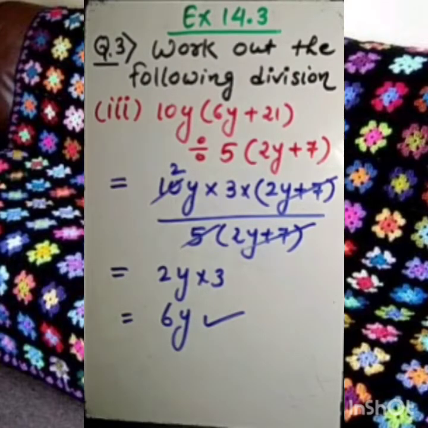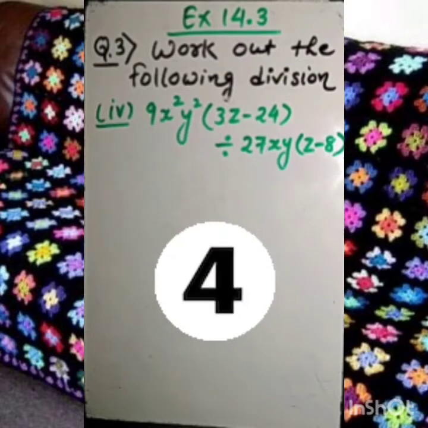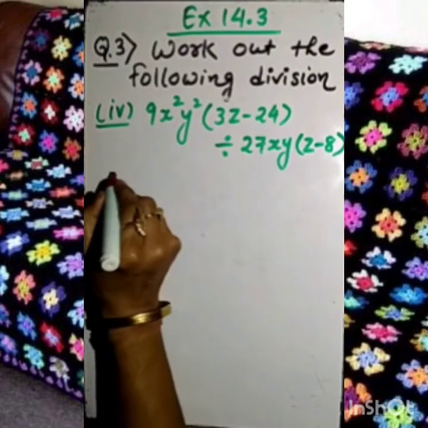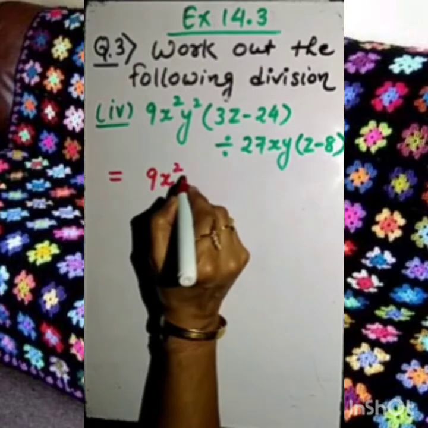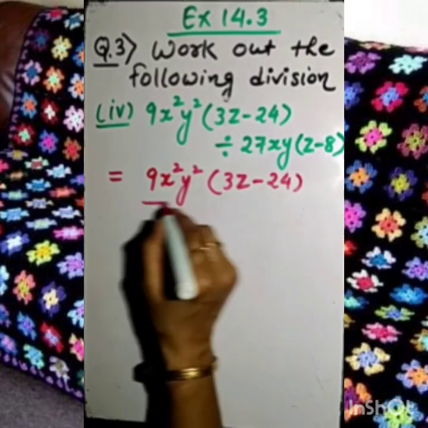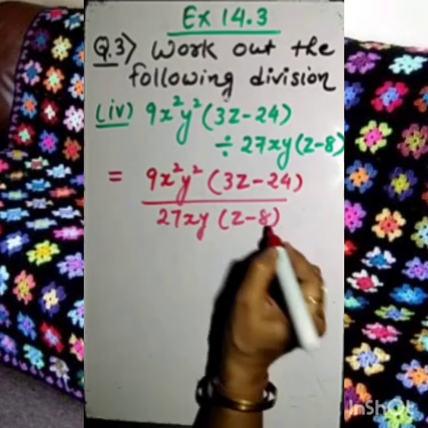Okay, let's work out the fourth now. The fourth is here: 9x square y square in bracket (3z minus 24) divided by 27xy (z minus 8). Okay, this is the question. So let's see how to simplify. Very easy. Let me write this as a numerator, whatever we are given, and we are given 27xy (z minus 8) as the denominator.